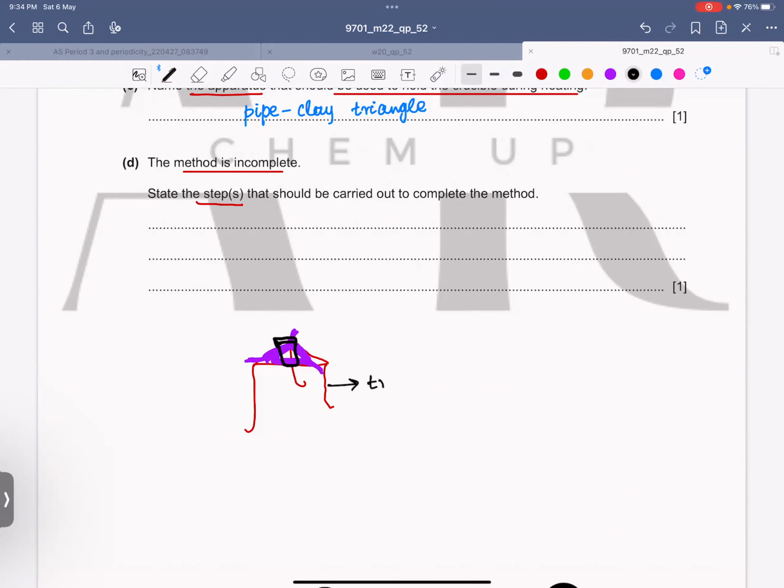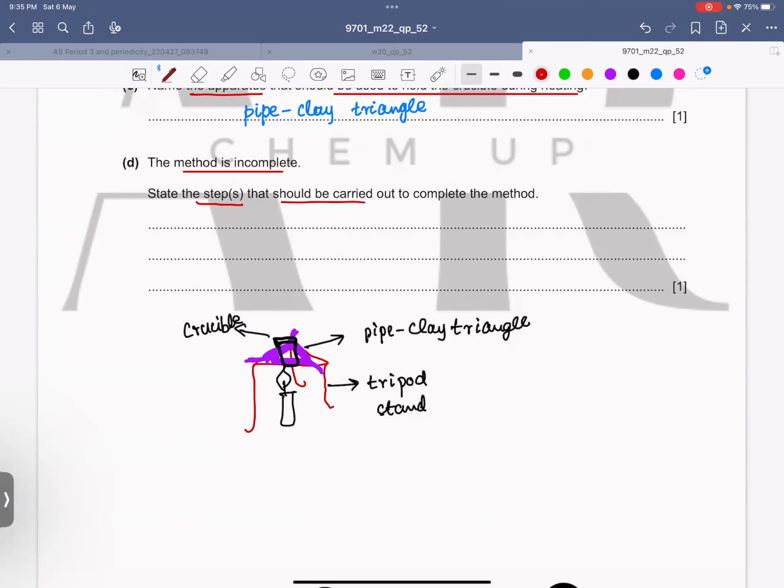So that is the tripod stand. And here, this is a pipe clay triangle. And here it's a crucible. And here there is a burner by which we heat it. Is this clear? Yes, sir.